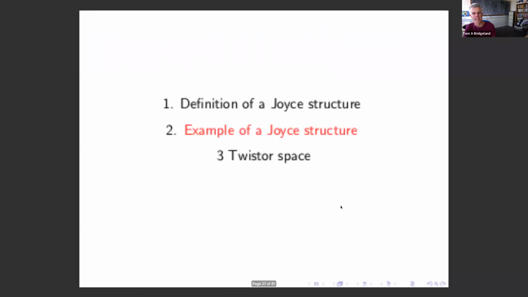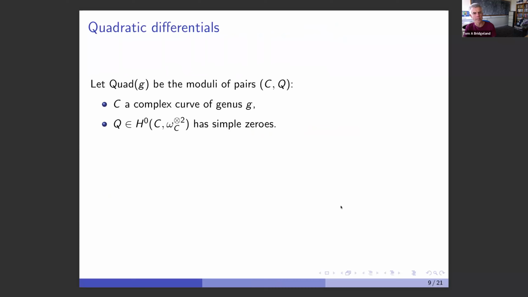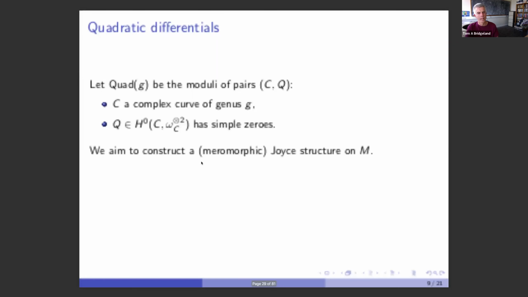Oh, great. Okay, so let me give an example. The basic example we're going to be studying here is the space of quadratic differentials. I'm going to fix a genus g, and then I'm going to look at the space of pairs (C, Q), where C is a compact complex Riemann surface of genus g, and Q is a quadratic differential, a section of this line bundle, but I ask that it has simple zeros. The aim is to construct a Joyce structure on this space, which I'll call M. And one comment here is that this structure is going to end up having some poles. So strictly speaking, this is a meromorphic version of what we had before.